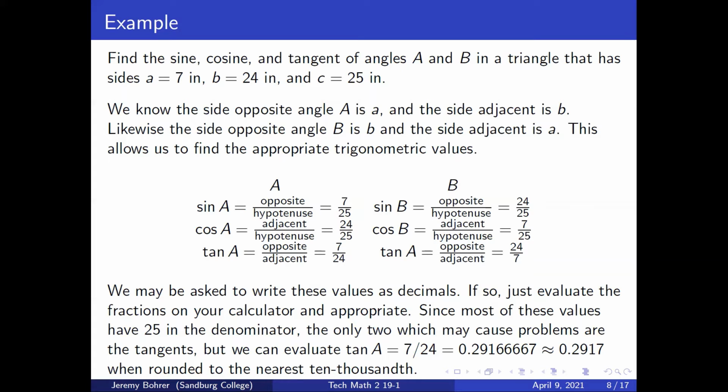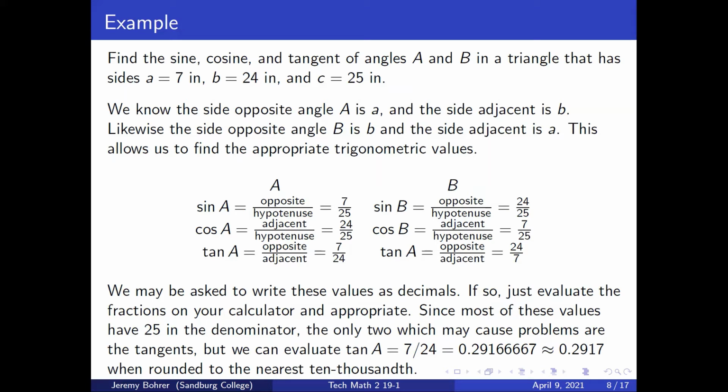For A, the sine of A is equal to the opposite over the hypotenuse, which is 7 over 25. The cosine of A is equal to the adjacent side over the hypotenuse, which is 24 over 25. And the tangent of A is equal to the opposite over the adjacent, which is 7 over 24. For B, the sine of B is equal to the opposite over the hypotenuse, which is 24 over 25. The cosine of B is equal to the adjacent over the hypotenuse, which is 7 over 25. And the tangent of B is equal to the opposite over the adjacent, which is 24 over 7.